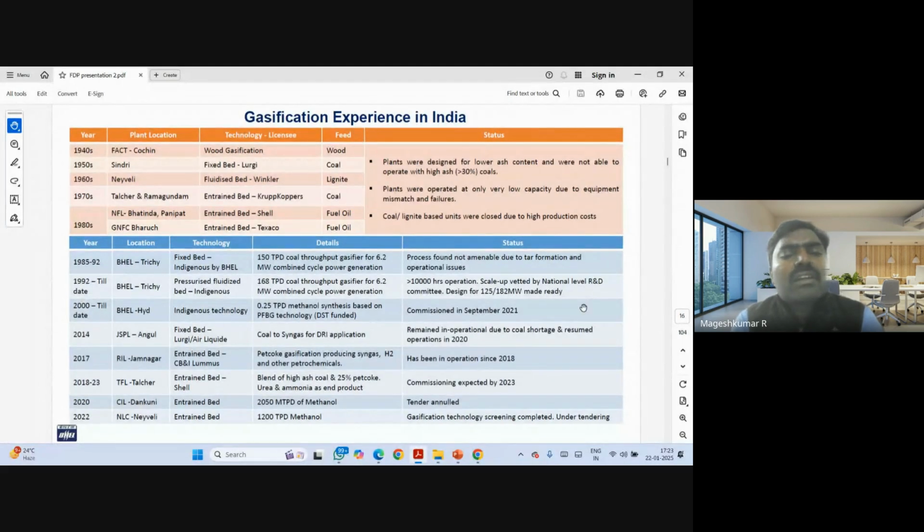So this plant proved more reliable in operation to generate power, and it ran more than 10,000 hours of operation. The technology had been proven, and that design had been vetted by a national level R&D committee. The design is ready for 125 to 182 megawatt capacity pressurized single fluidized bed gasifier, which was made ready for operation way back in 1992, and it is still available.